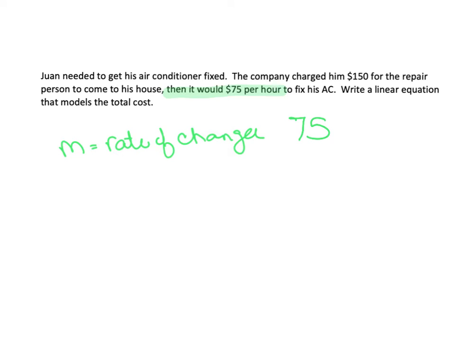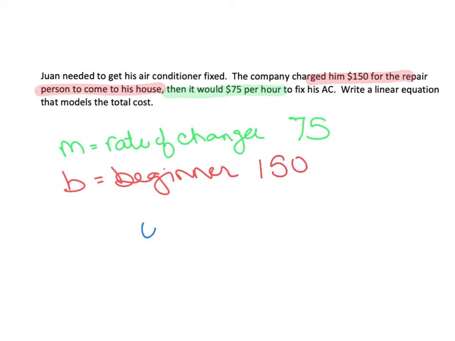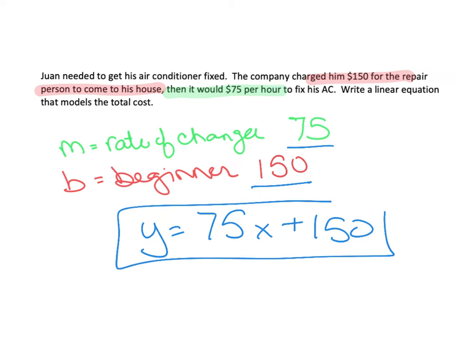Then we're going to talk about the B, the beginning. Where does it start? In this case, we have that they charged him $150 for the repair person to come to his house. So that's how much it was before anything even happened. So that's our 150. So y equals mx plus our b. And there is our equation.